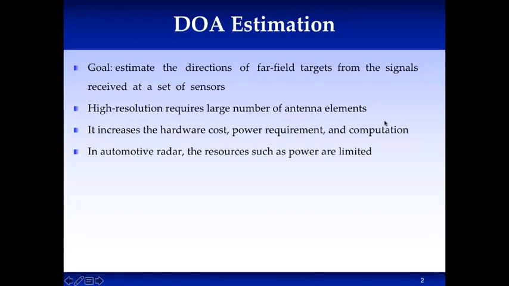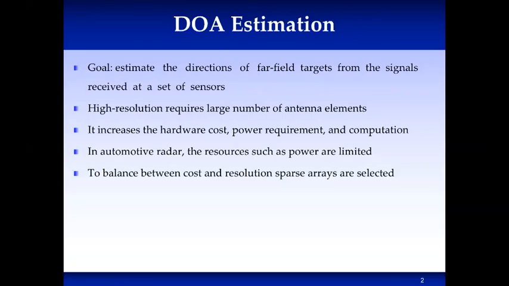In particular, with respect to automotive radar applications, resources such as power are limited, as most of the equipment is operating on battery power. Hence, it is necessary to balance between these resources and the resolution, and the solution is to select a sparse array instead of using the full array.